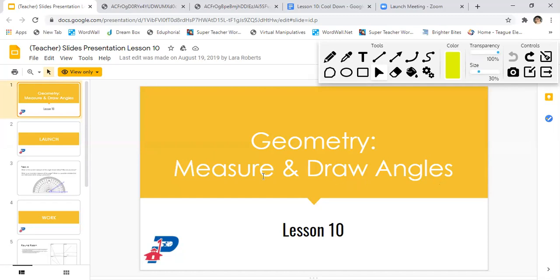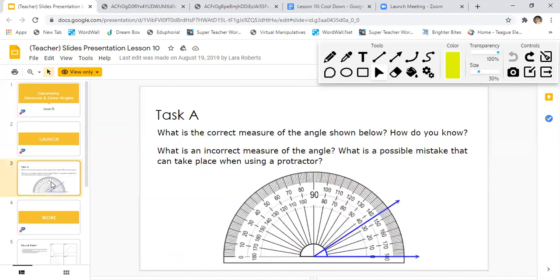So let's take a look and see what we have to do. This is task A. Task A gives us a protractor. We have one ray right here and another ray here and a point that connects both of the rays. So the question we want to pose is, what is the correct measure of the angle shown below? Well, how do you know? What is an incorrect measure of this angle, and what is a possible mistake that can take place when using a protractor to measure this angle?